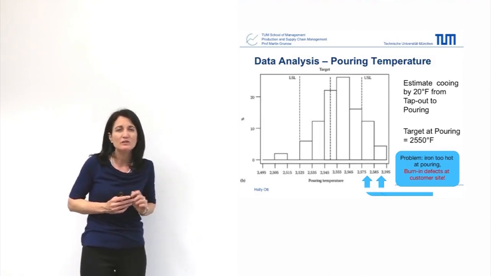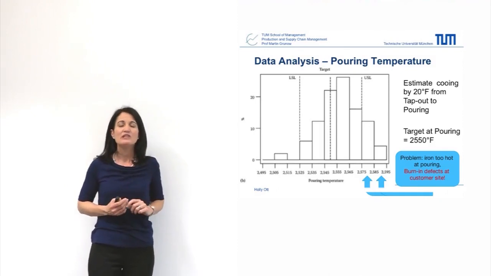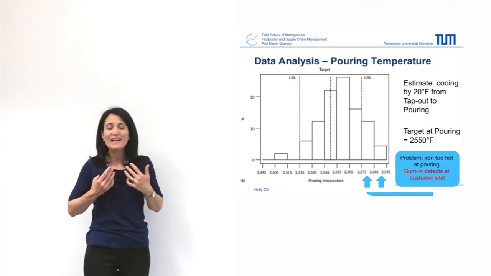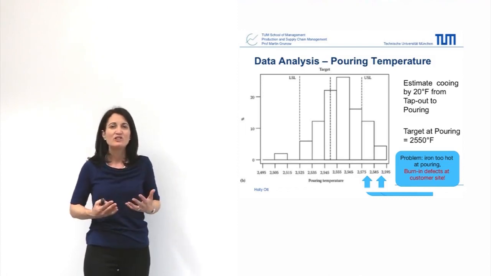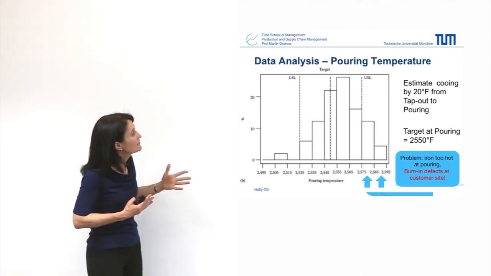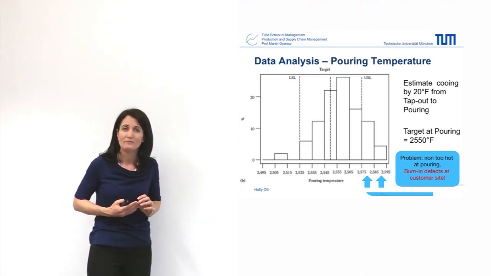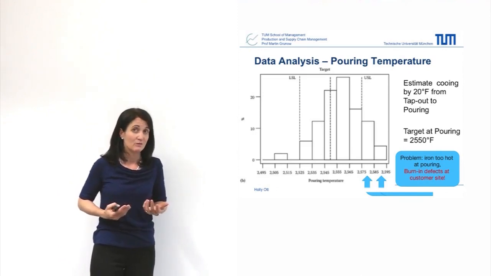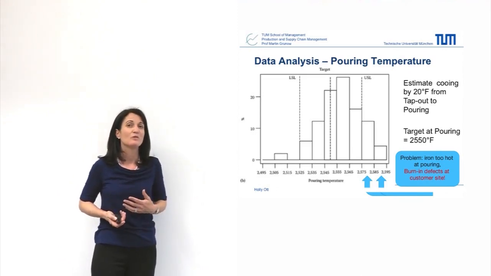You have some values that are a little bit low. But you can also notice one more thing. Is your distribution centered around the target? Without doing any calculations, do you see that your distribution of temperatures is centered around 2,550? I think you can see from here the answer is no. The question is, where is it centered, and what does that mean for your quality improvement?